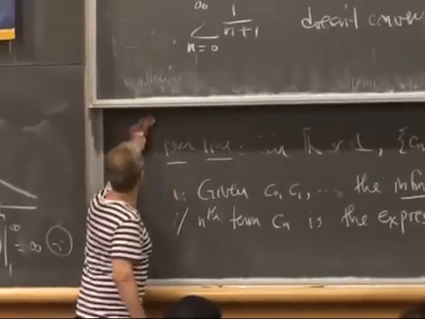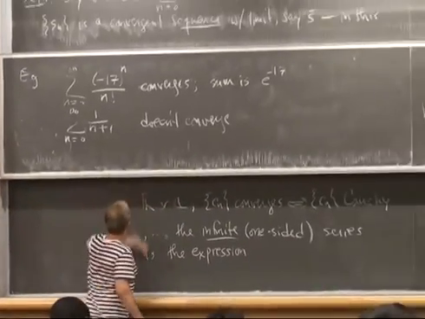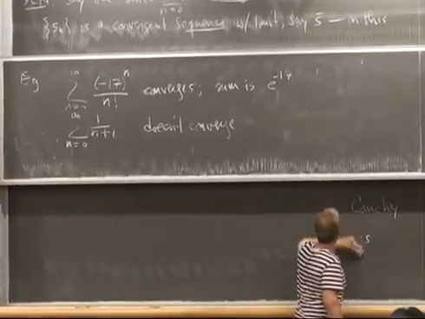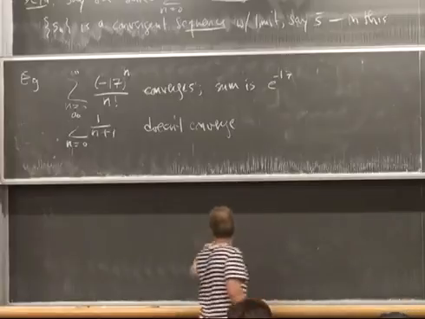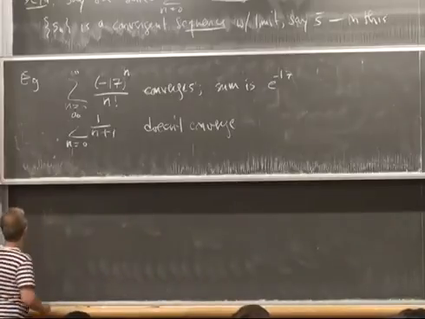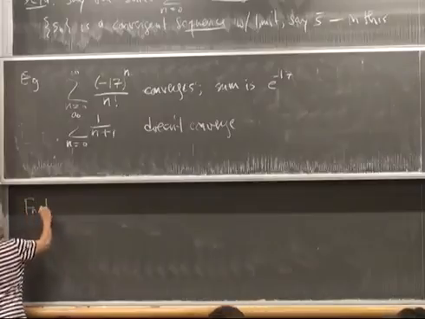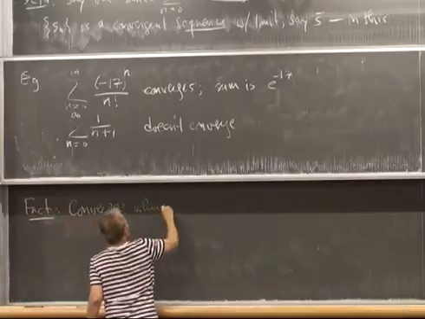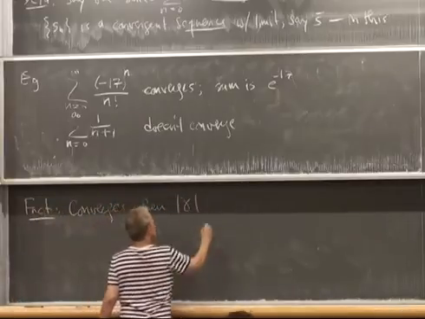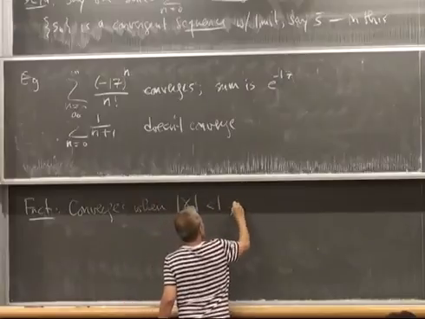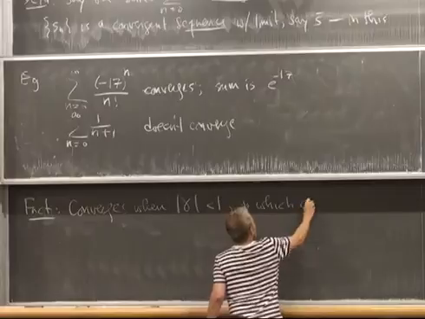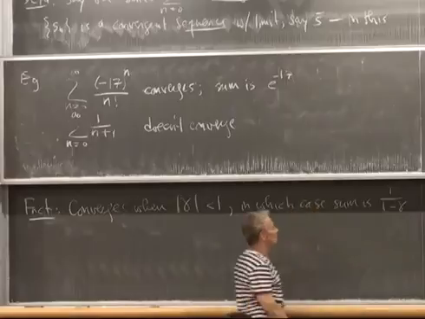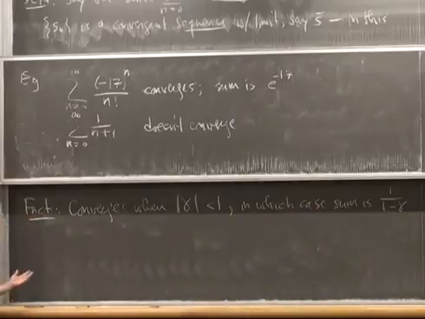Okay, so let's prove that. So when does this converge? Here's a fact. This converges when the magnitude of gamma, remember gamma is a complex number, is less than 1, in which case the sum is 1 over 1 minus gamma. Let's show why that's the case.